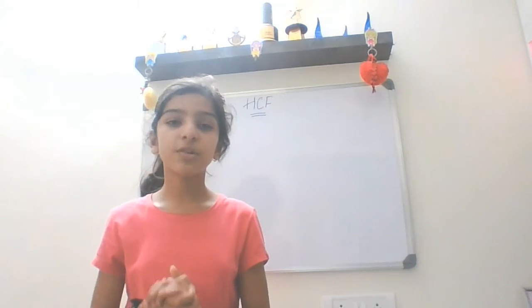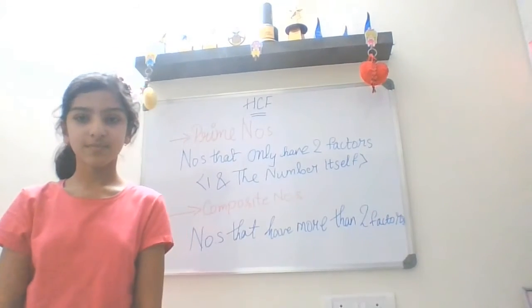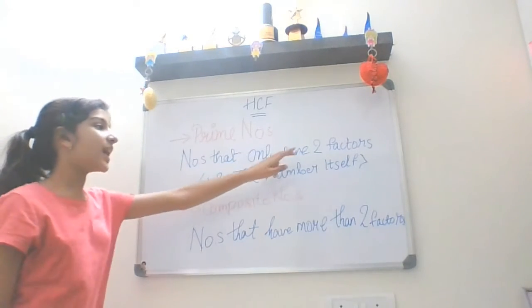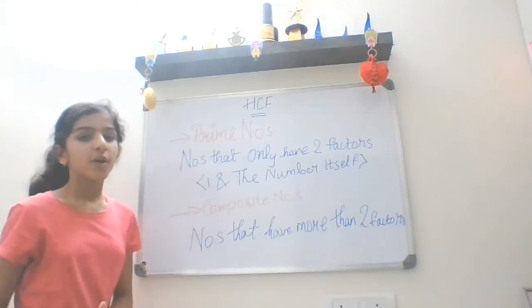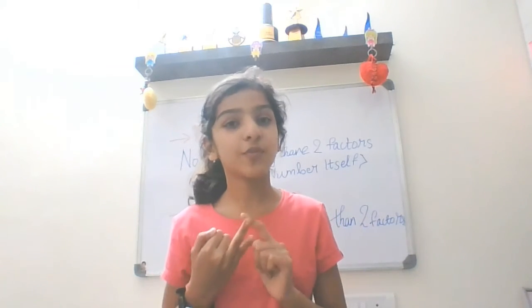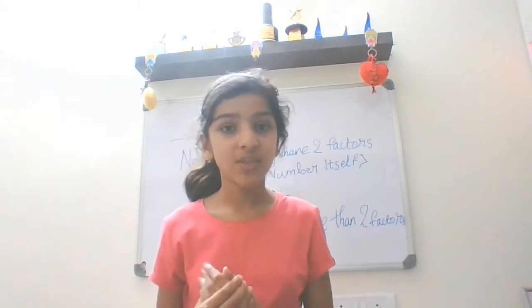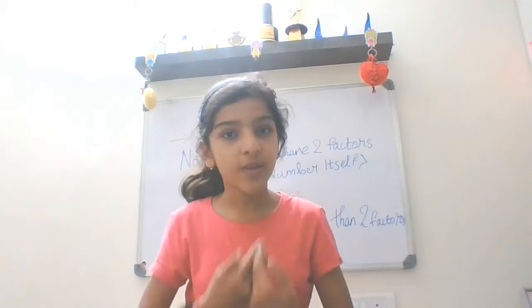So next we are going to learn about the prime and composite numbers. Okay? So prime numbers are numbers that only have two factors. They are 1 and the number itself. For example, 3. So 3 appears in only two tables, the tables of 1 and the tables of 3. So the number itself is nothing but 3. Right? So 3 appears in 1 and the number itself, that is in 3.